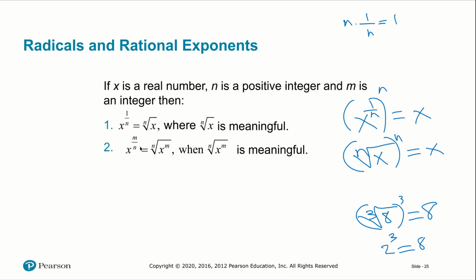And there it is. Now, this other property just follows from that property. Let me quickly demonstrate it for you. So if I have x to the m over n, notice that that's just x to the m to the power of 1 over n, right? So according to this rule, I can just say it's equal to the nth root of x to the m, okay?